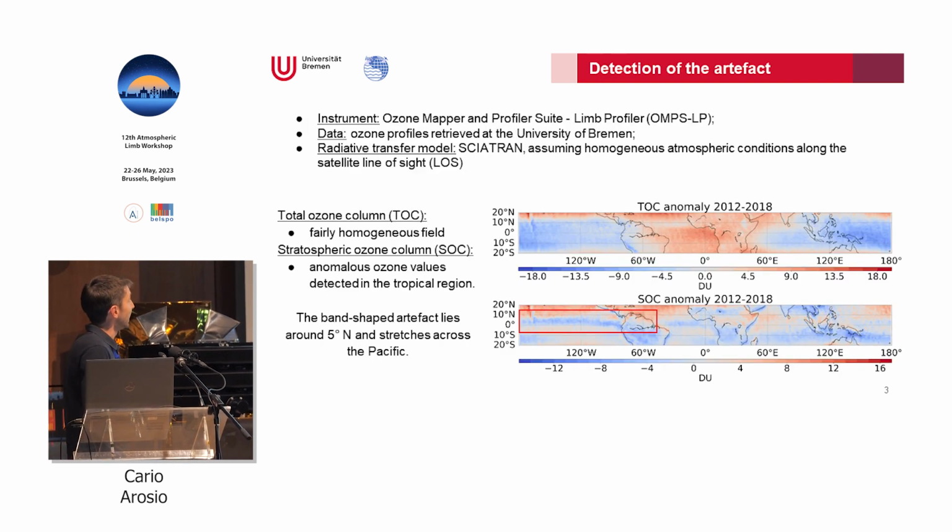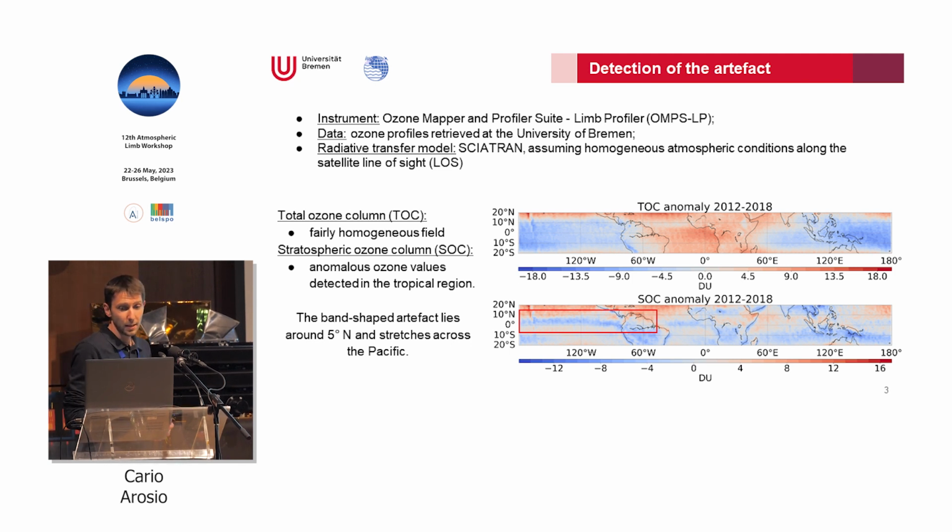So, as I said, we used mostly observations from OMPS limb profiler, which were retrieved in Bremen using the SCIATRAN radiative transfer model. It assumes homogeneous atmospheric conditions along the line of sight, and here I'm showing two panels.